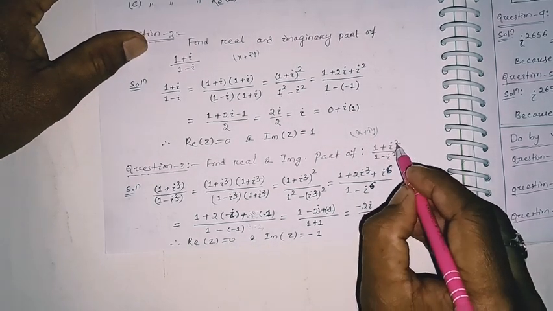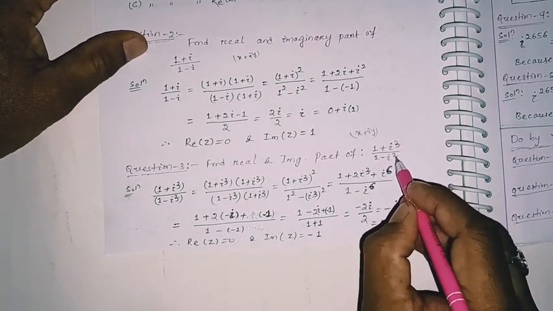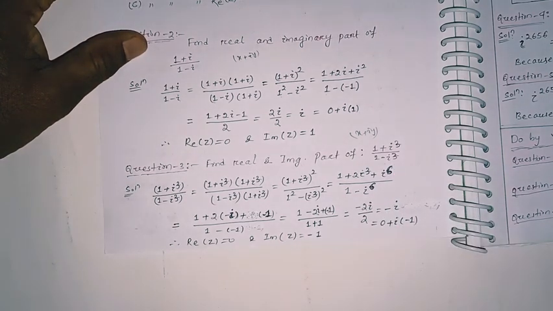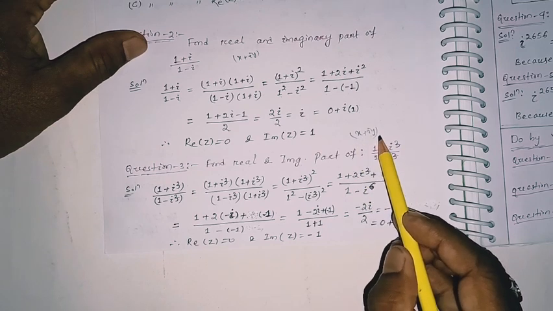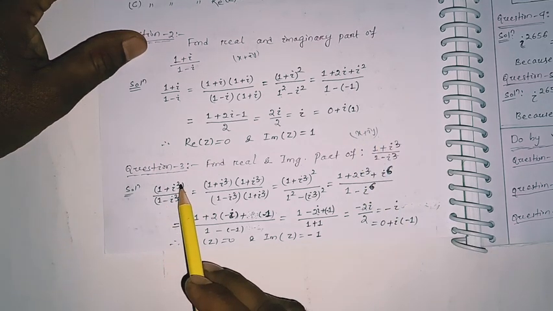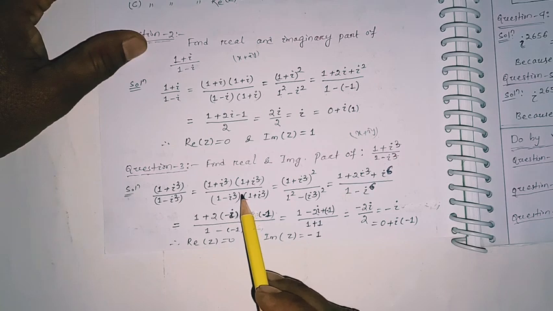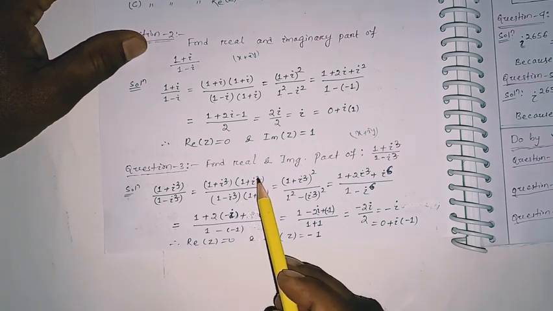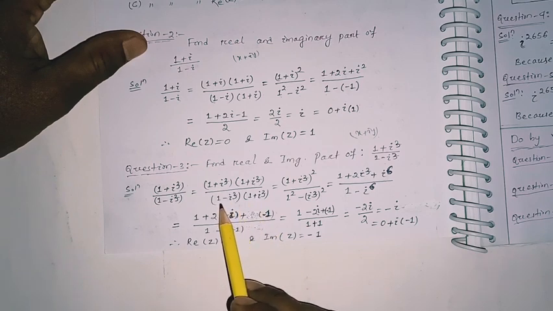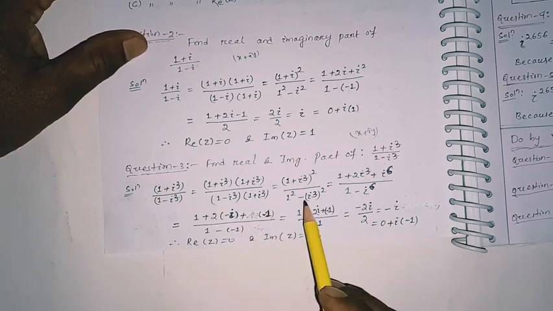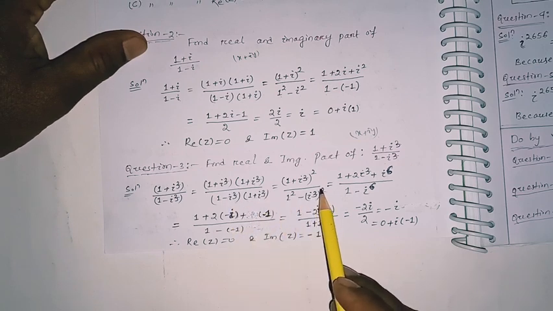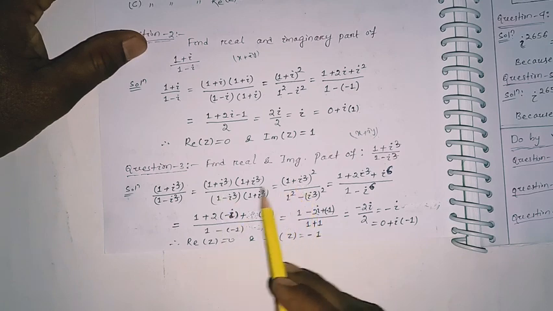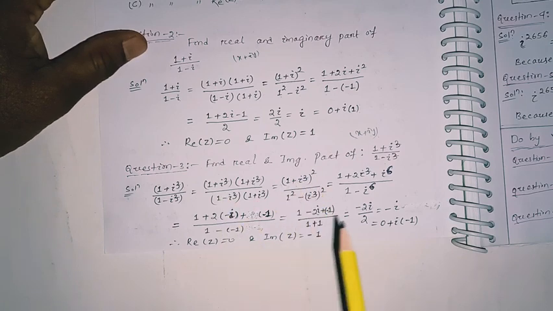Here it is given that (1 plus i) to the power 3 by (1 minus i) to the power 3. So first we have to rewrite it in the form of x plus iy. We have to multiply (1 plus i) to the 3 with numerator and denominator. In the denominator we find the form (a minus b) into (a plus b), so it will be a square minus b square. Here b is i to the 3, and in the numerator it will be (1 plus i to the 3) whole square.